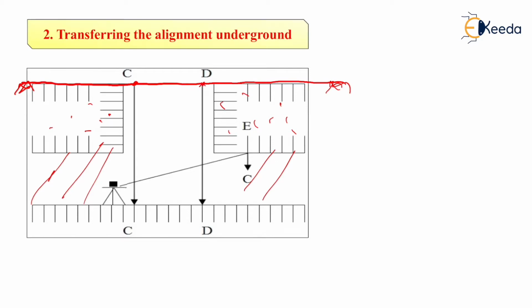this is the most difficult and important operation in setting out a tunnel, because if the alignment is differed even slightly, then your tunneling operation will be completely different, because every centimeter of error will add up to the final error. So it is very important to shift your alignment underground.